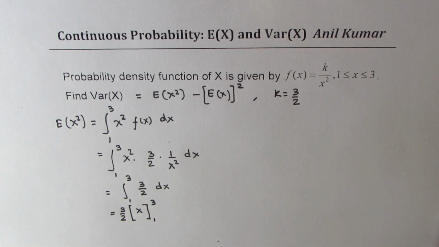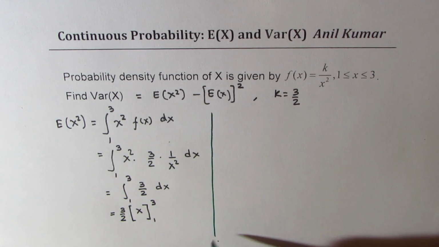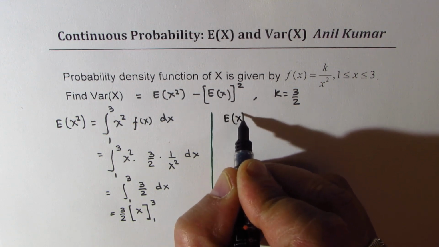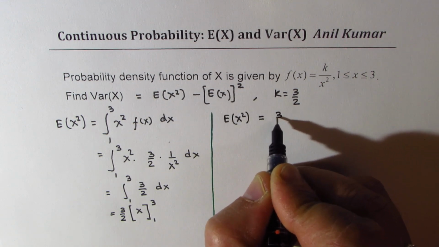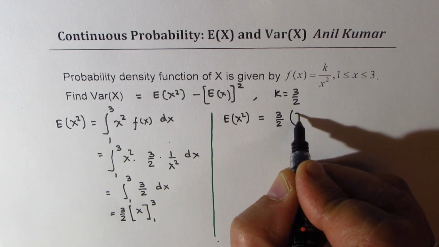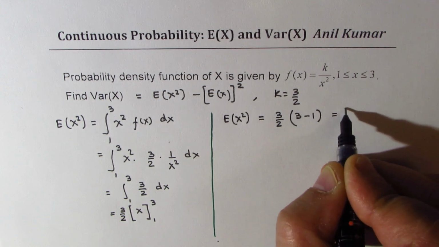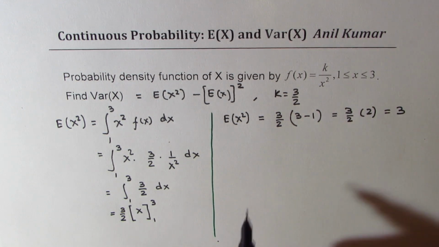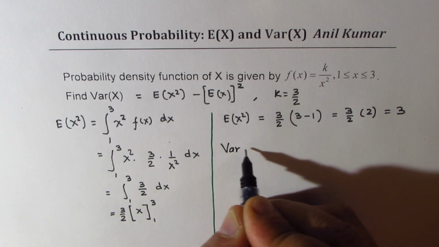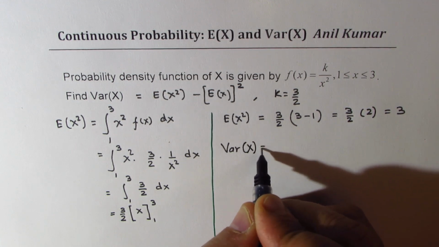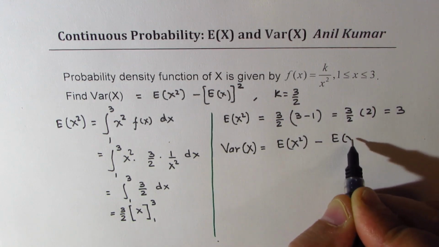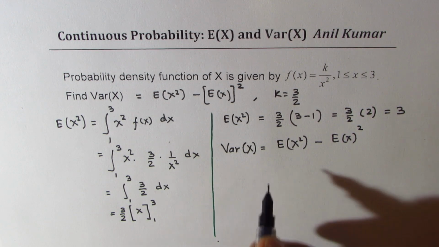Let's calculate this value. So we get expectation of x squared as equal to 3 over 2, 3 minus 1, which is 3 over 2 times 2, or equal to 3. Now the variance can be easily calculated. So variance is equal to the expectation for x squared minus the expectation whole square, right?